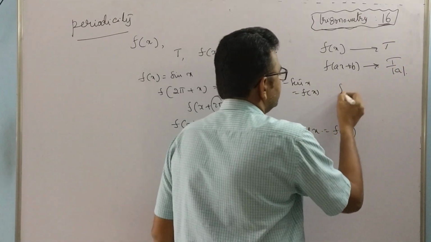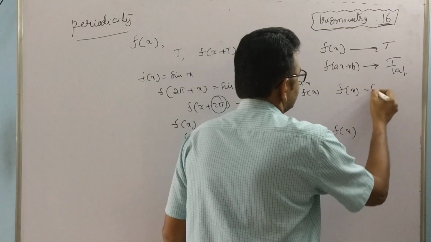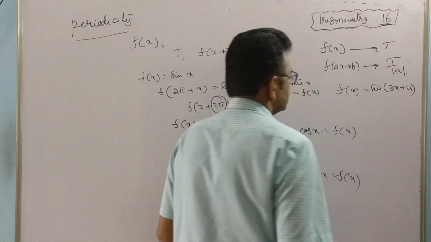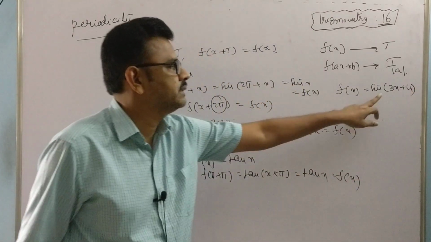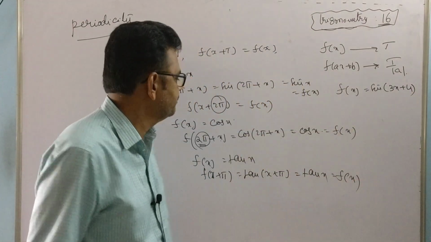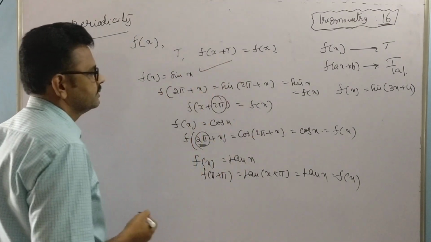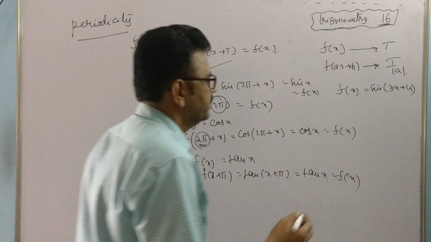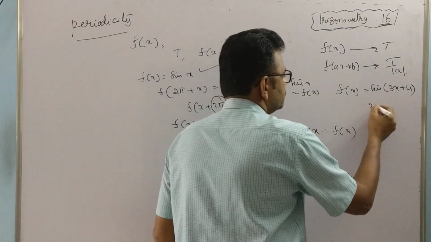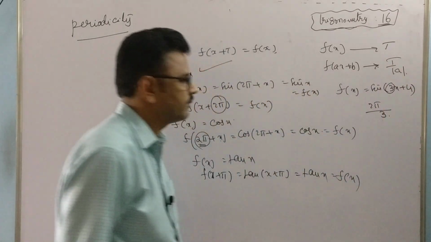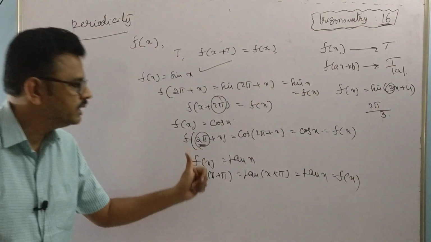Suppose f of x is equal to sin 3x plus 4. Now the period of sin of 3x plus 4. What is the period of sin x? The period of sin x is 2 pi. Now the period of this is what? 2 pi by a, where a is 3.